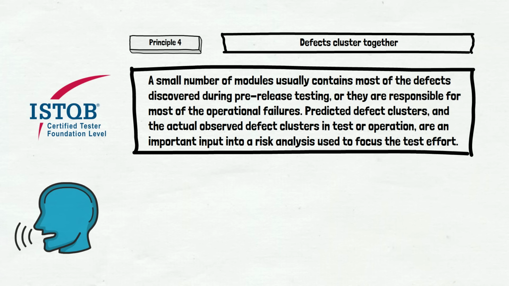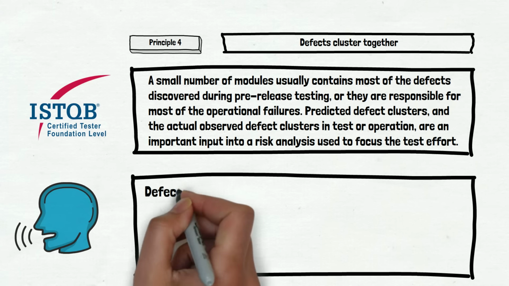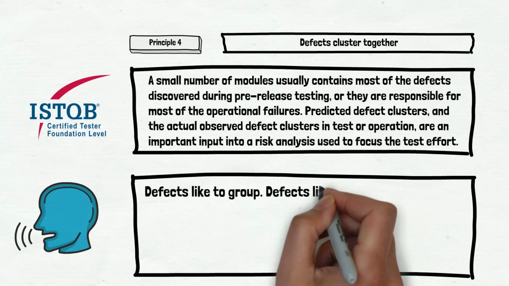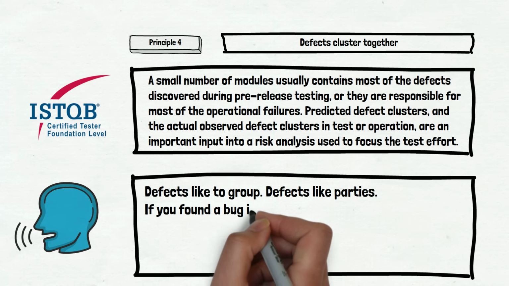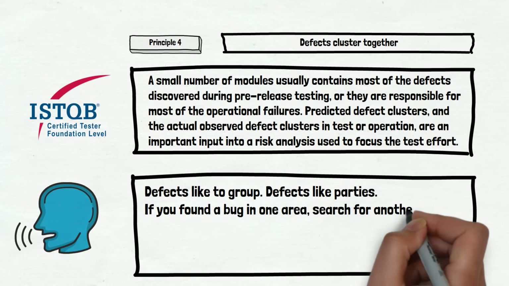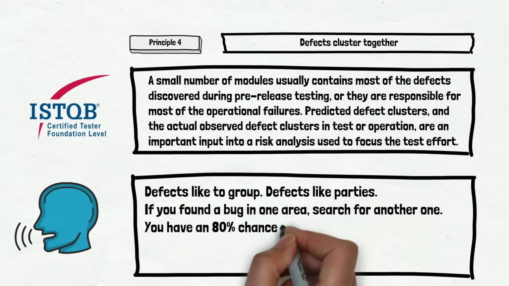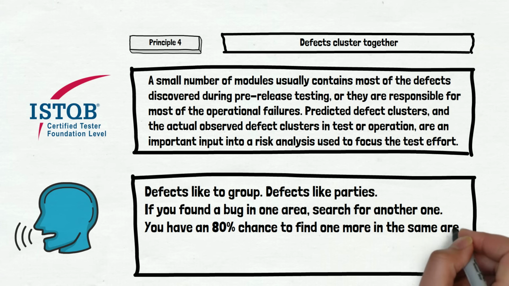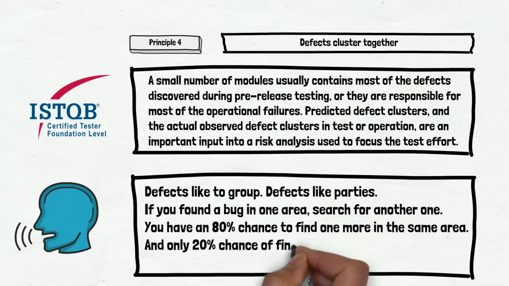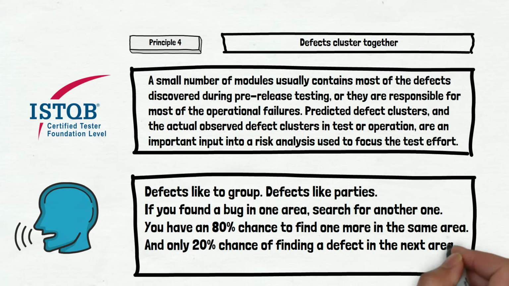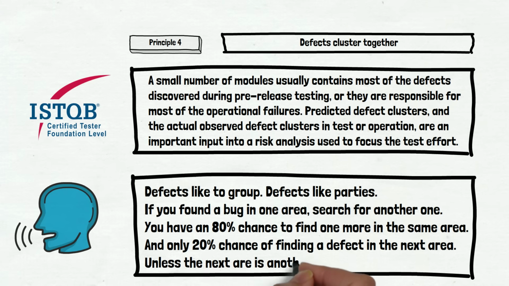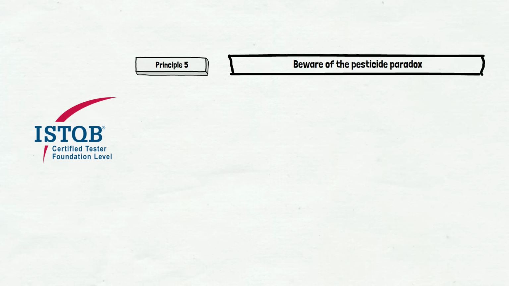And in translation to human language, defects like to group, defects like parties. If you found a bug in one area, search for another one. You have an 80% chance to find one more in the same area, and only 20% of finding a defect in the next area, unless the next area is another defects cluster. The reasons for it we will discuss in a separate video. Let's go to principle number 5.